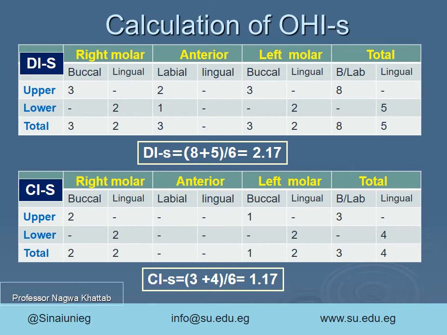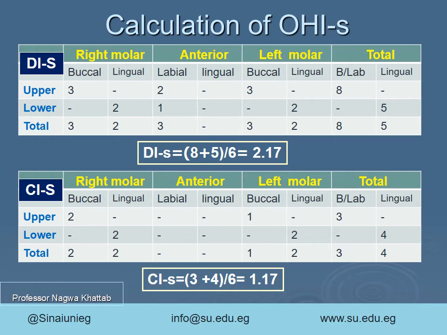Here, upper or lower. We have a right molar, anterior, left molar. For the upper molar, we record the buccal. Anterior, labial. Molar left, buccal. Here, this patient has soft debris covering more than 2/3 of the buccal surface of the upper right molar. Have a debris index or debris score covering between 1/3 and 2/3.